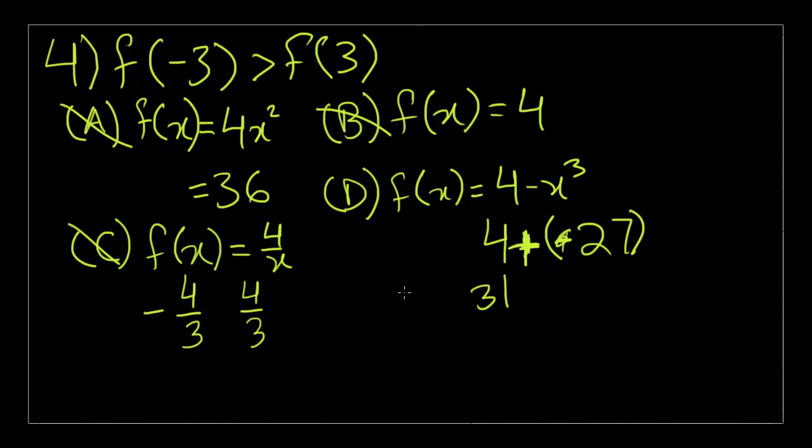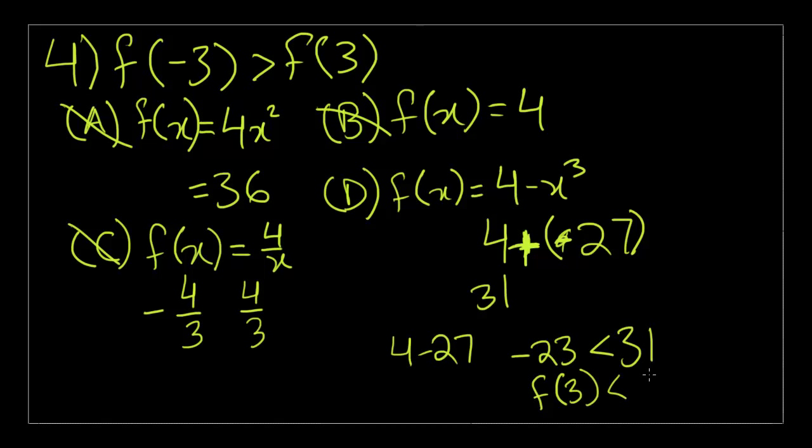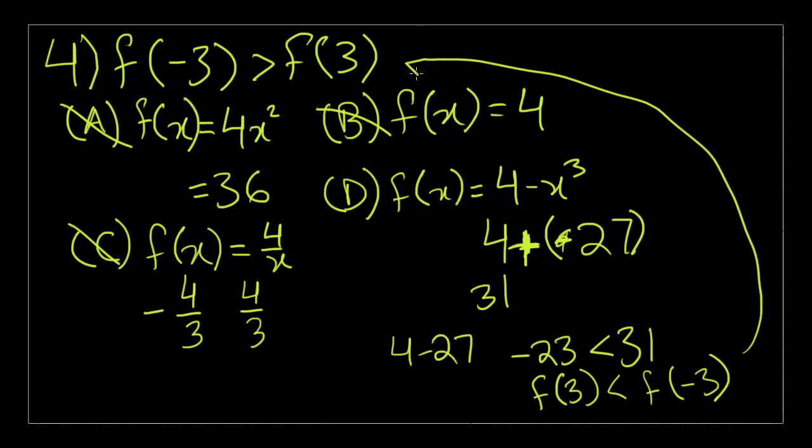Let's try this with positive 3. Positive 3 cubed is 27. So that would make this 4 minus 27, which is equal to minus 23. So negative 23 in this case is less than 31. And so f of 3 is less than f of negative 3, which satisfies the condition up here. I just flipped it because that's how I wrote it. But f of negative 3 is greater than f of 3 in choice D. So that's your correct answer.